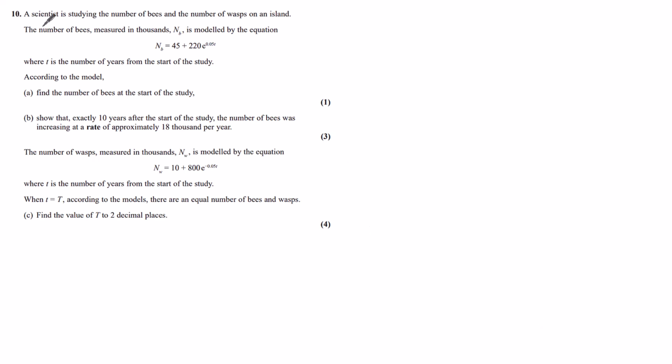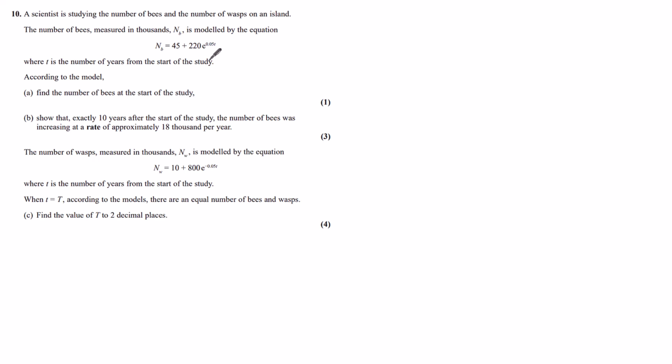Question 10. A scientist is studying the number of bees and the number of wasps on an island. The number of bees measured in thousands, NB, is modelled by the equation NB is equal to 45 plus 220 e to the 0.05t, where t is the number of years from the start of the study. According to the model, part A, find the number of bees at the start of the study.